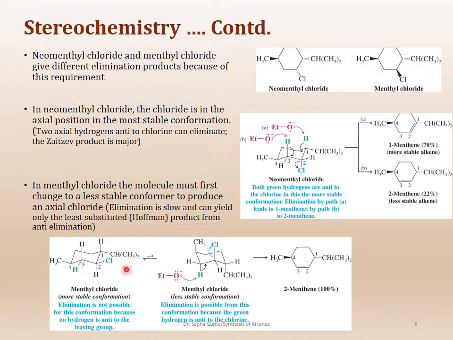But the Hoffman product that you also get is not going to be a very efficient reaction. Okay, it says 100%. 100% means that there is no Saytzeff product. All that you end up getting is the Hoffman product. However, it doesn't mean that it's 100% yield. The yield might be very low because chlorine is not in the most acceptable position for elimination.